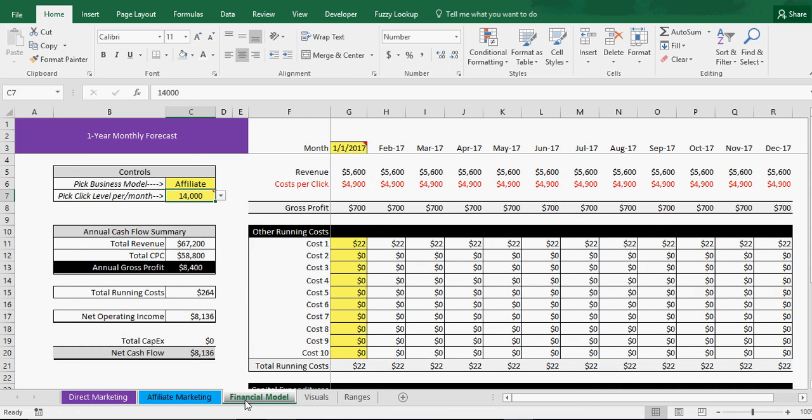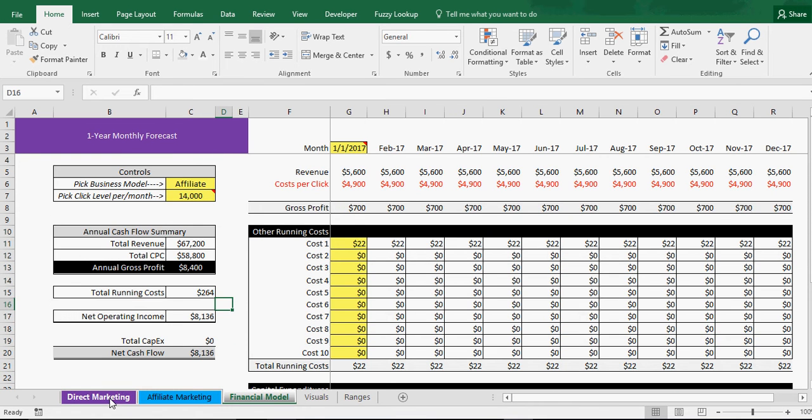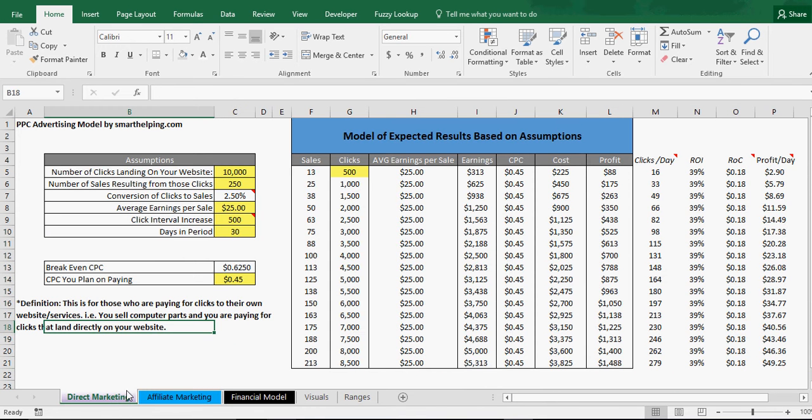I've also added an annual financial model where you can pick between the direct or affiliate, depending on the click level you put in for the month that you plan on getting, and then it shows you annual profit and loss. So it's pretty dynamic. I was going to stop at this part, but then I thought, you can really take this information and build an annual summary so you can get an idea of what you're looking like for the year.